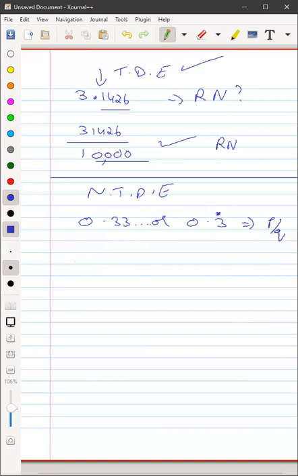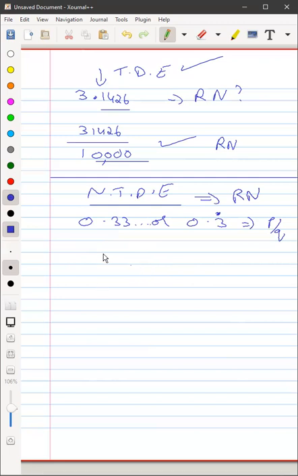Can we do this? Can I write this as 333 upon 1000 or something like that? No, right? Because this is continuous. We cannot put a dot dot dot in the denominator, right? So there is a specific way in which we can convert a non-terminating decimal expansion into a rational number. Should we look at that?